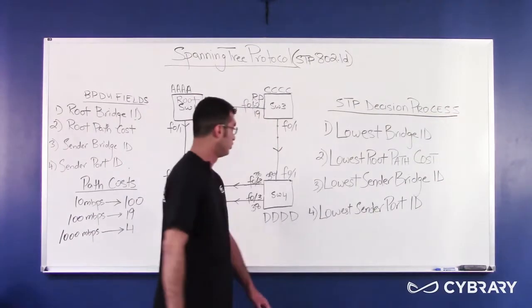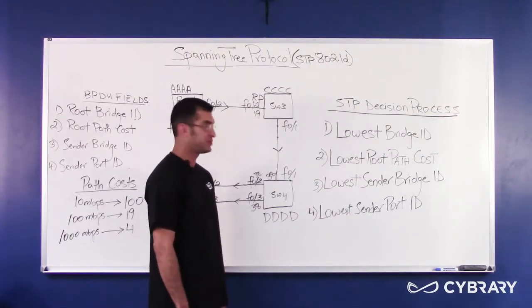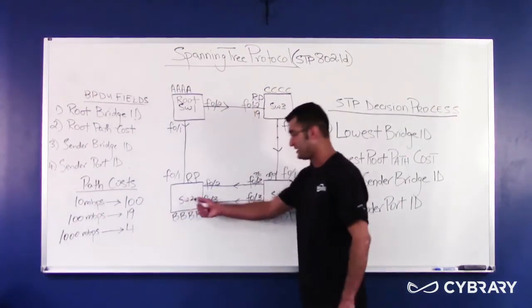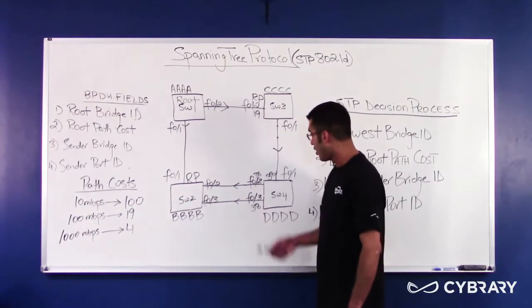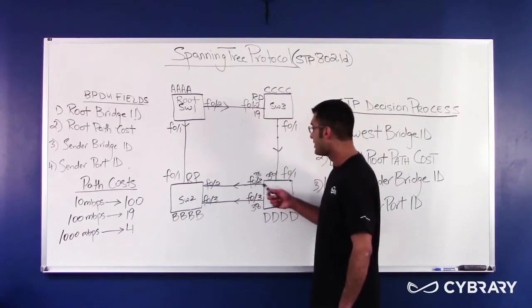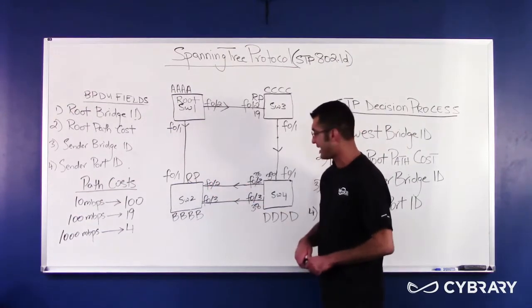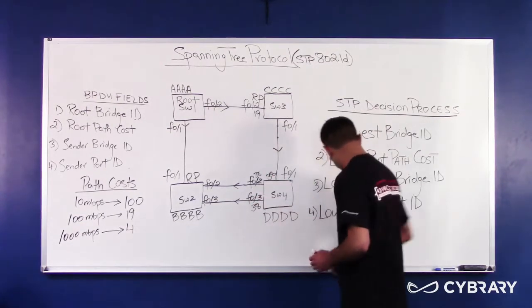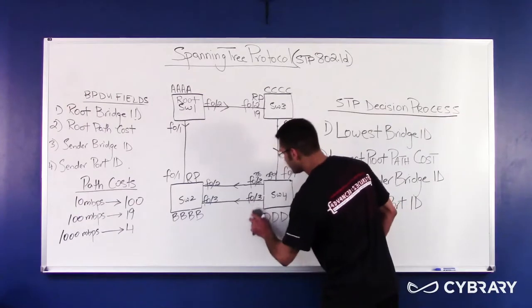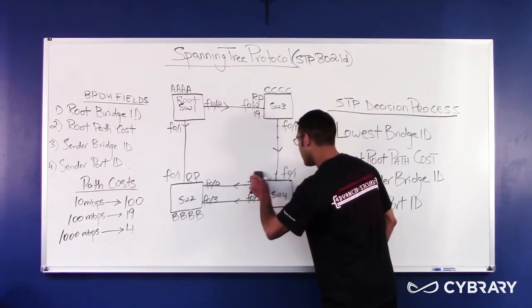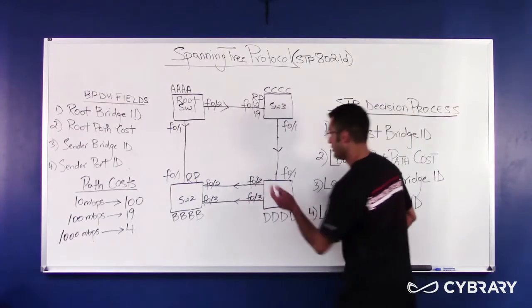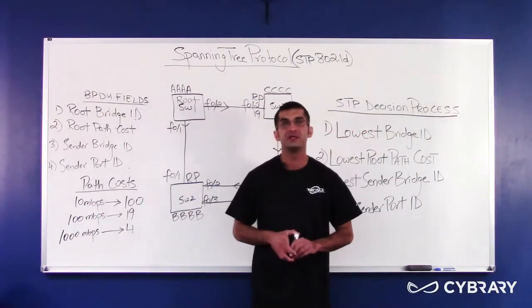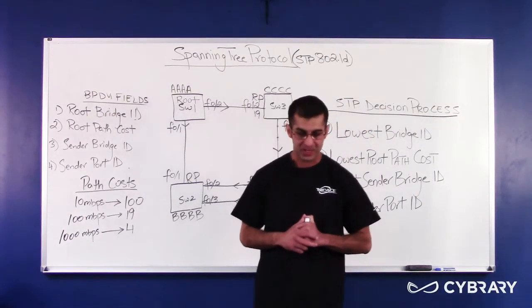Hence, switch 4 has to move to the last step in the spanning tree decision process, which is the lowest sender port ID. So the sender port ID, which is the ID of the sending switch, on port 2 of switch 4 is 2, and the sender port ID on port 3 of switch 4 is 3. Since 2 is lower than 3, F0/2 on switch 4 becomes your root port.